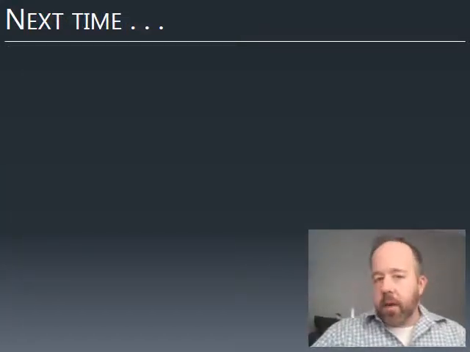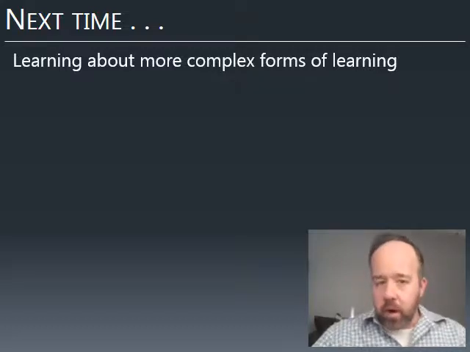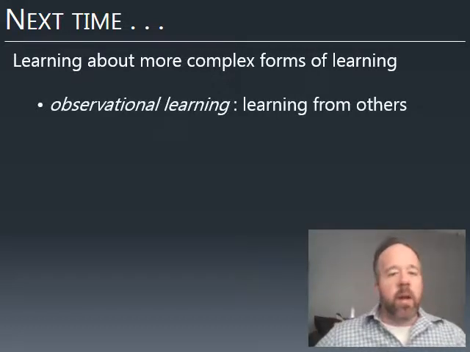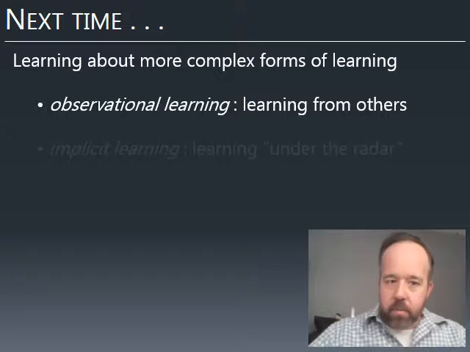Okay, that will do it for this lecture. Next time, we're going to learn about more complex forms of learning. So we'll talk about observational learning, which is learning not through our direct experience, but learning from the experiences of others, connecting their behavior to outcomes, and then applying it to our own life.